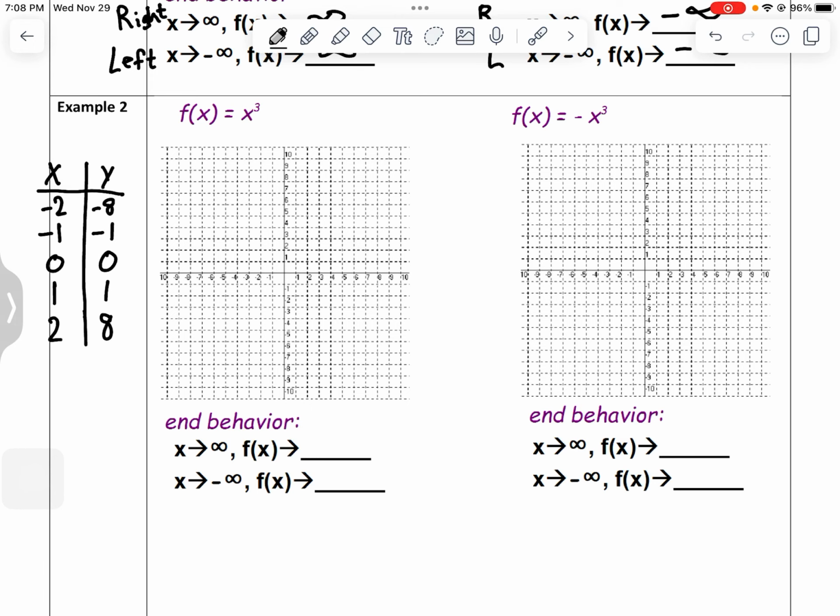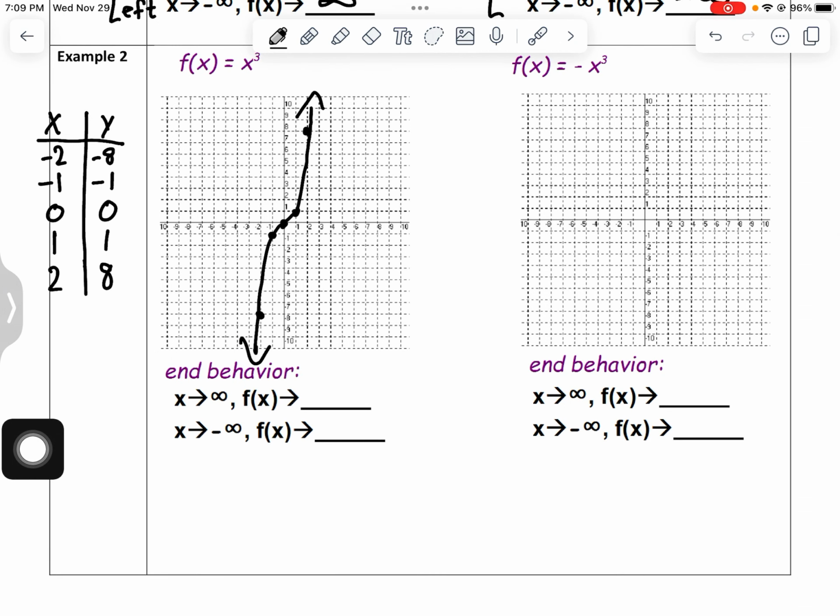-2, -8 is down over here. -1, -1 is right there. 0, 0, 1, 1, and then over 2, up 8 is way up here. Okay, now I'm just going to connect my points. Note this one kind of curves a little bit, but it does go in opposite directions. We have one tail that's going down, we have one tail that's going up. So we just need to decide which order do we write those in.